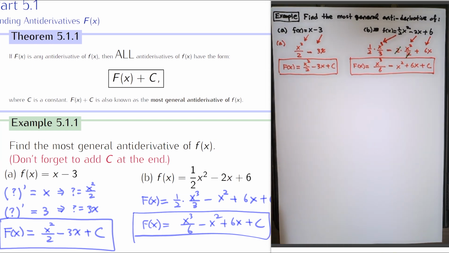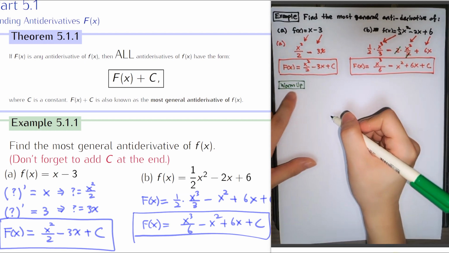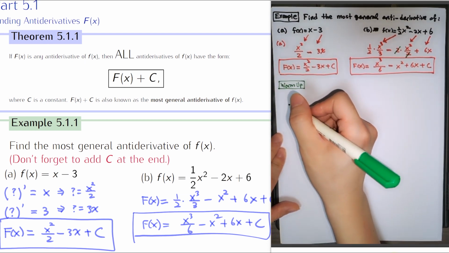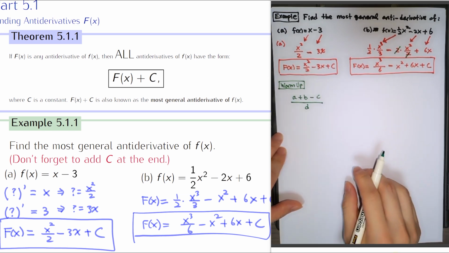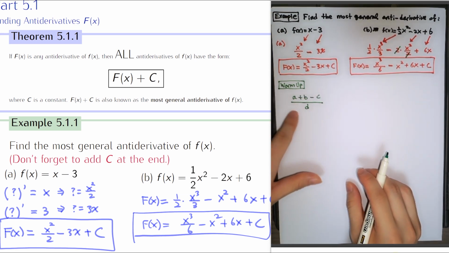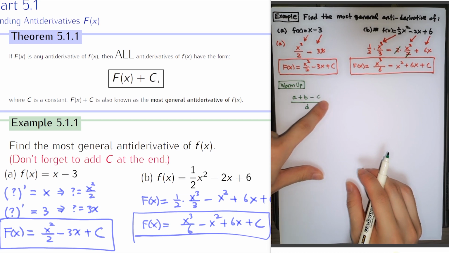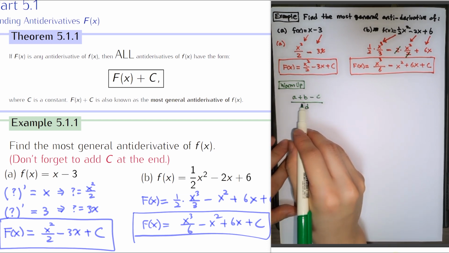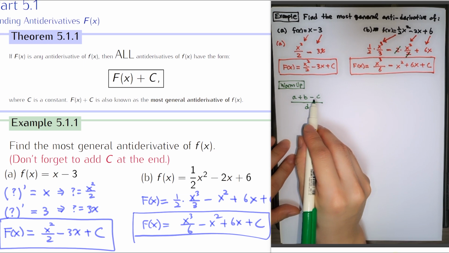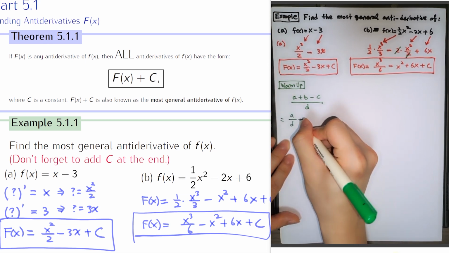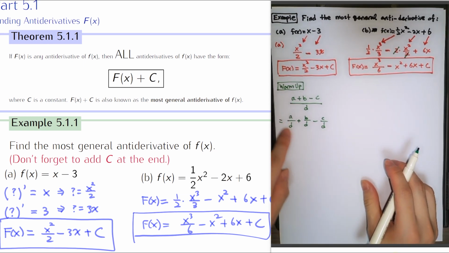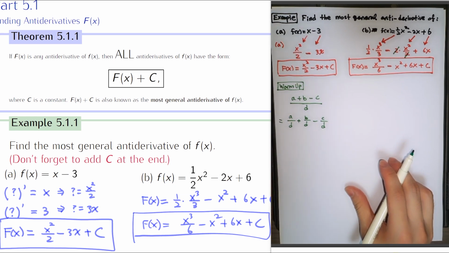Before we try the next example, let's try some warm-up questions. The first warm-up question is, let's say you have a fraction like this. You know that you can split this one fraction into multiple fractions like this: a over d plus b over d minus c over d. This method is very useful when finding the antiderivative, because we can use the power rule if you split the fraction into term by term like this.